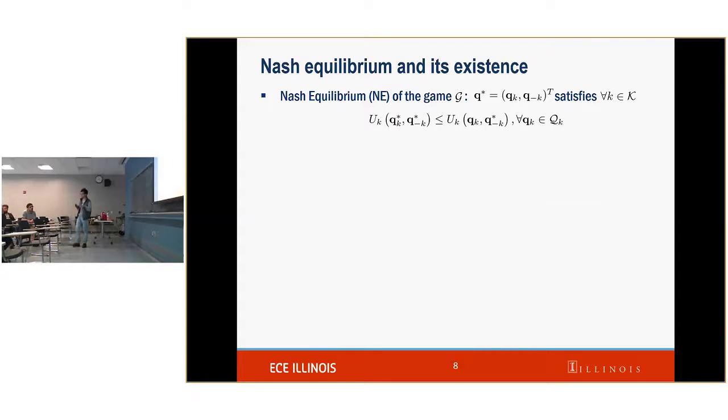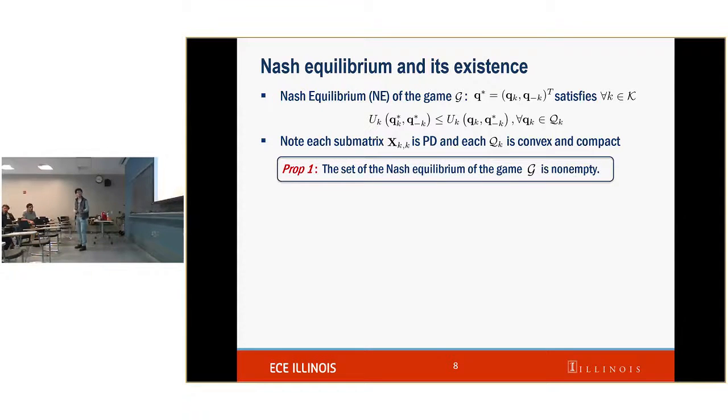So now we are ready to characterize the equilibrium of this problem. We use the definition of Nash equilibrium as defined here, meaning that at the equilibrium, none of the players has the motivation to deviate from this equilibrium. It's the best choice he or she can make given all the other strategies. So note that the submatrix SKK is positive definite because X is positive definite. And also because the capital QK is convex and compact, we have the following conclusion, showing that there always exists such an equilibrium for our game.